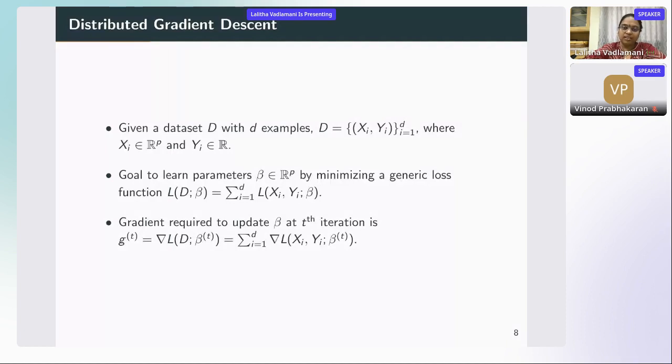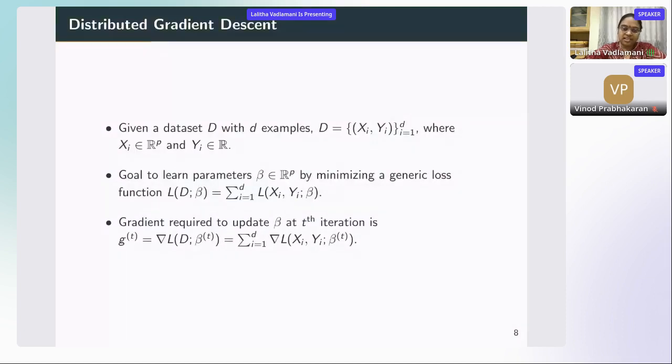The loss function, we are looking at specific loss functions which are decomposable in some way, right? So the loss function itself can be expressed as a sum of loss functions at individual examples, and there are d of them. And it's very well known that gradient descent is used for learning this parameter, and the gradient itself is again, I would say, in this case a linear operation, right? At least with respect to the sum, right?